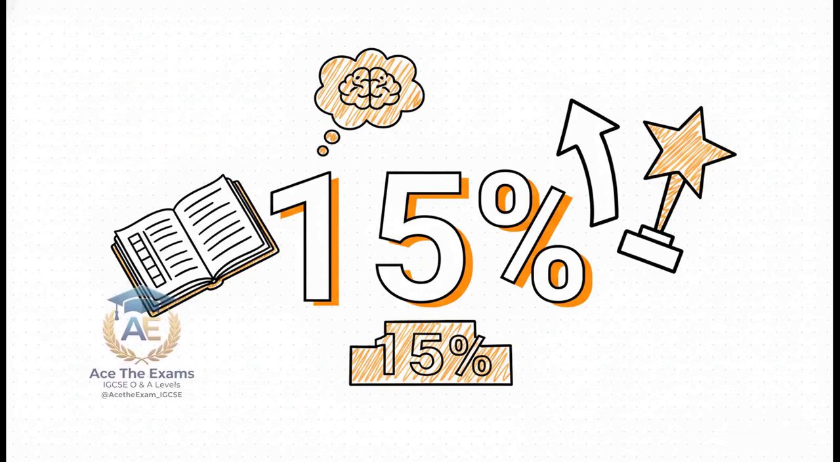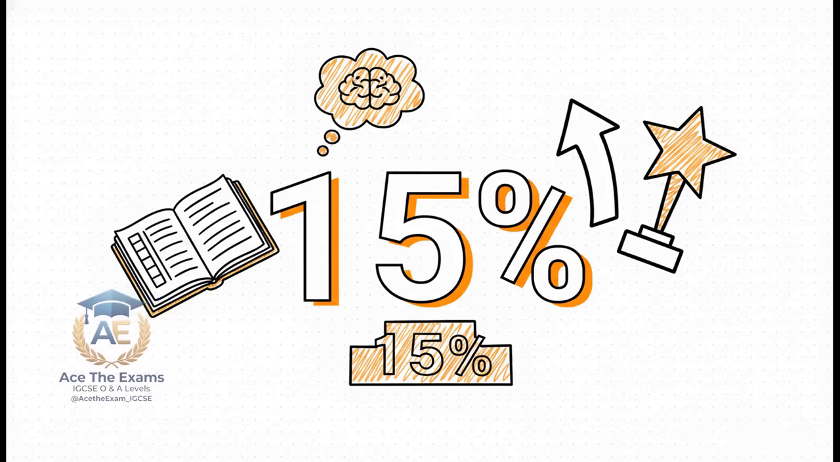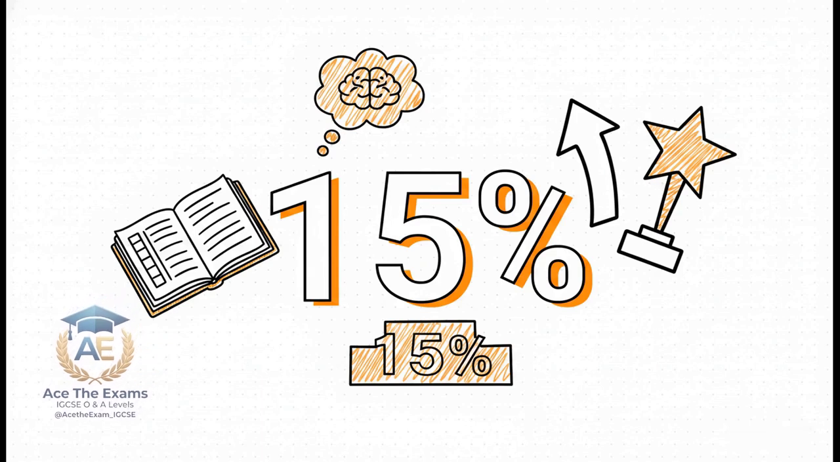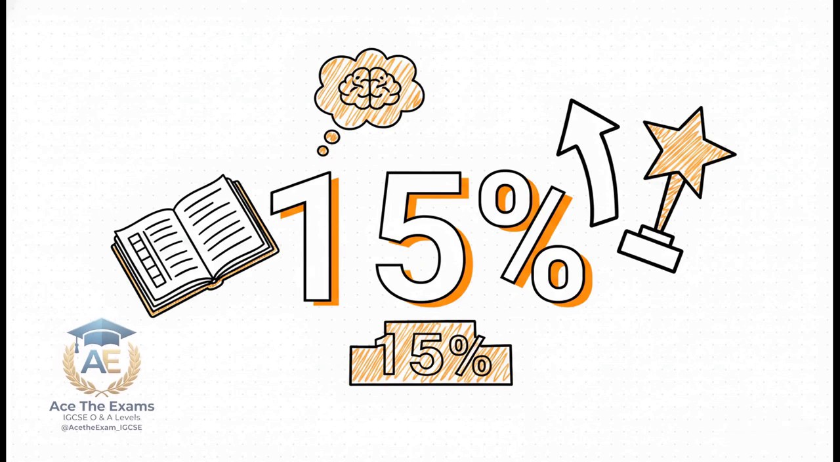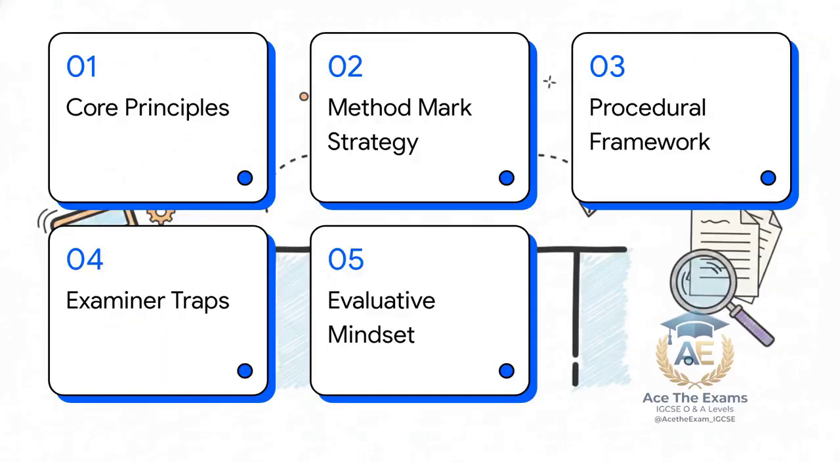We're talking about the high tariff questions, those massive 9 to 15 mark beasts that can literally make or break your final grade. Mastering this single area gives you an incredible, almost unfair advantage before you even look at the rest of the exam paper. It's the difference between scraping by and confidently securing an A-star. So, how do we systematically conquer it?